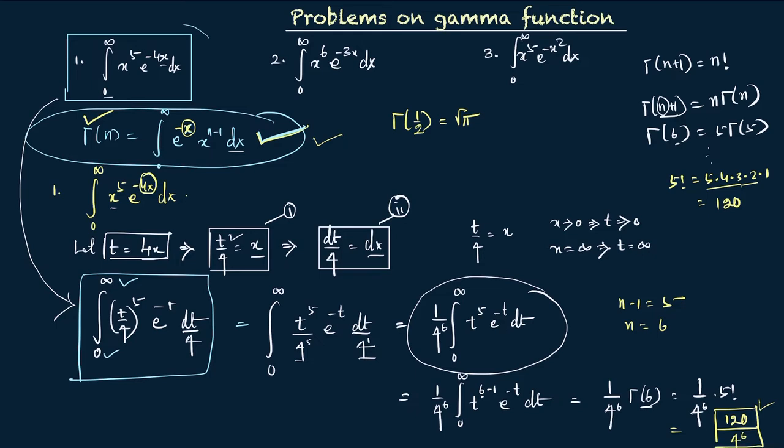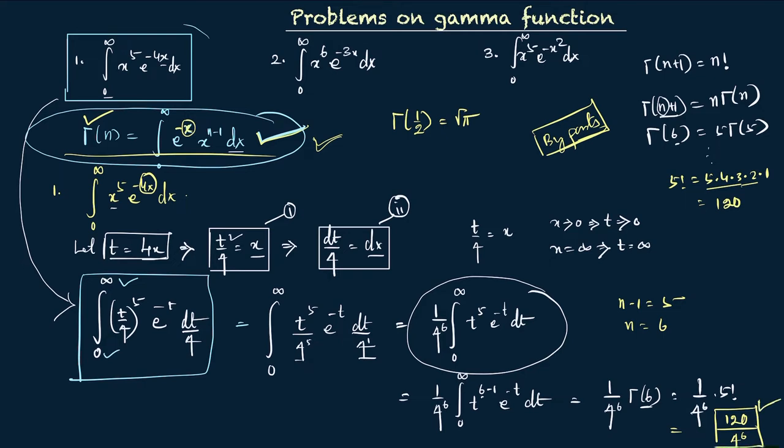See, if we didn't know the definition of the gamma function, then we would have used integration by parts. There you would need to choose the first function and the second function, and it's a kind of tedious method. So this gamma function helped us to evaluate this integral so easily, right?